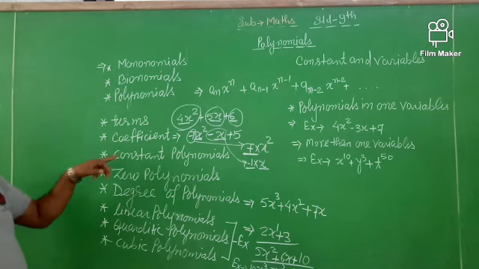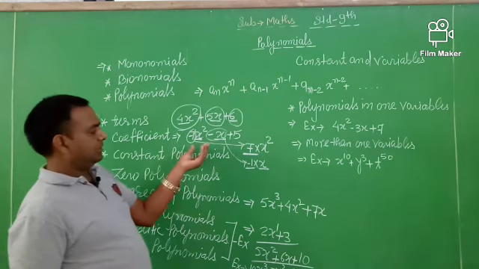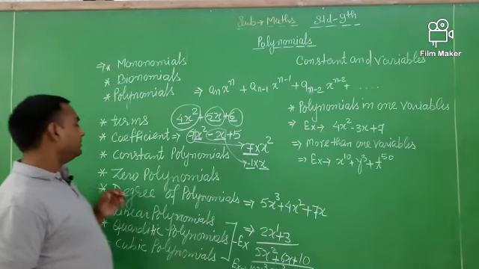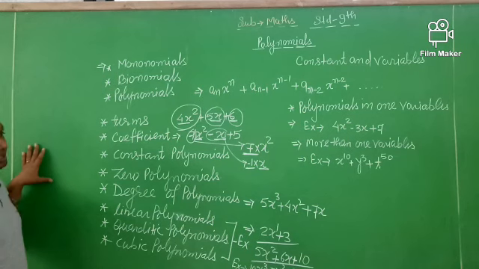So as we find the coefficient of any term, the number that is multiplied is called the coefficient. Okay. Then what is a constant polynomial?